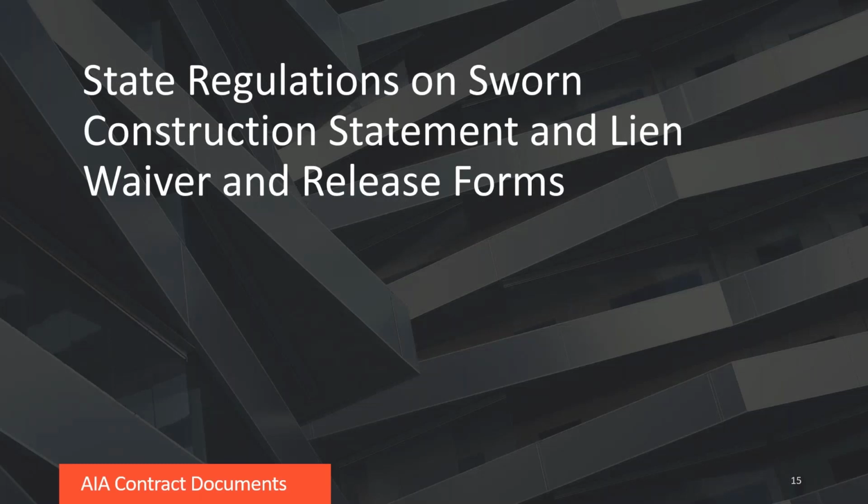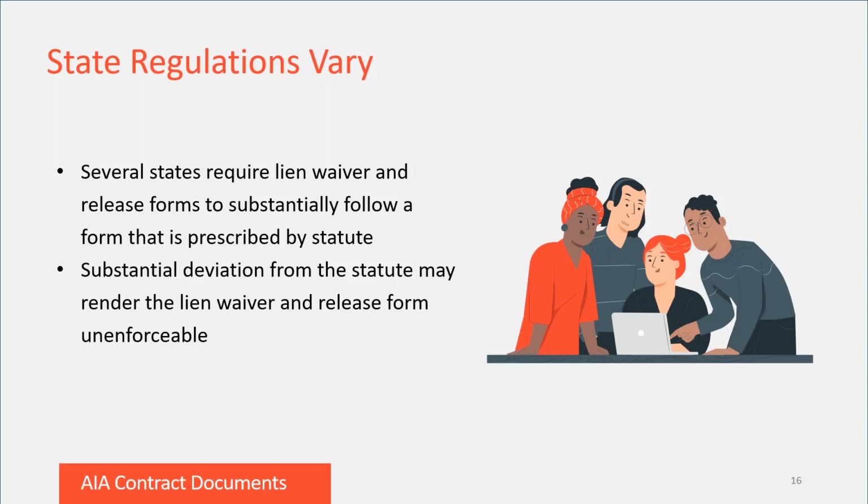Next, we can discuss state regulations on sworn construction statements and lien waiver and release forms. State regulations on these forms substantially vary from state to state. Several states require these documents to substantially follow a form that is specifically prescribed by statute. This means that the terms of the express agreement to waive and release rights are dictated by law, and substantial deviation from the statutory form may render the form unenforceable.